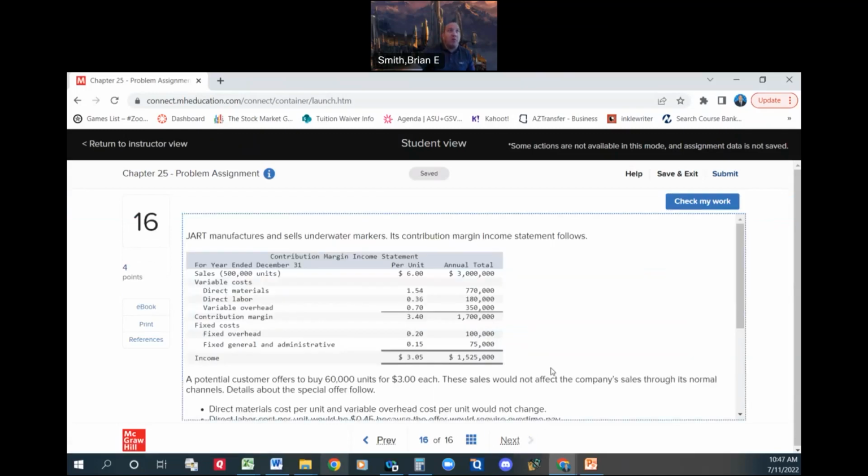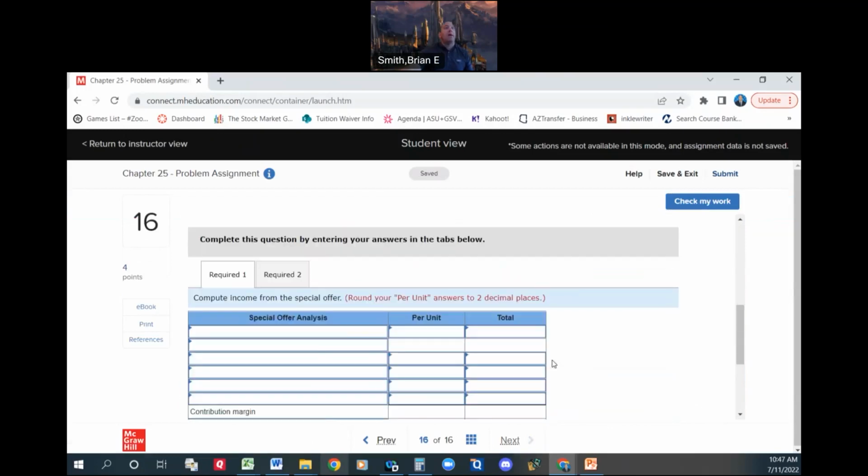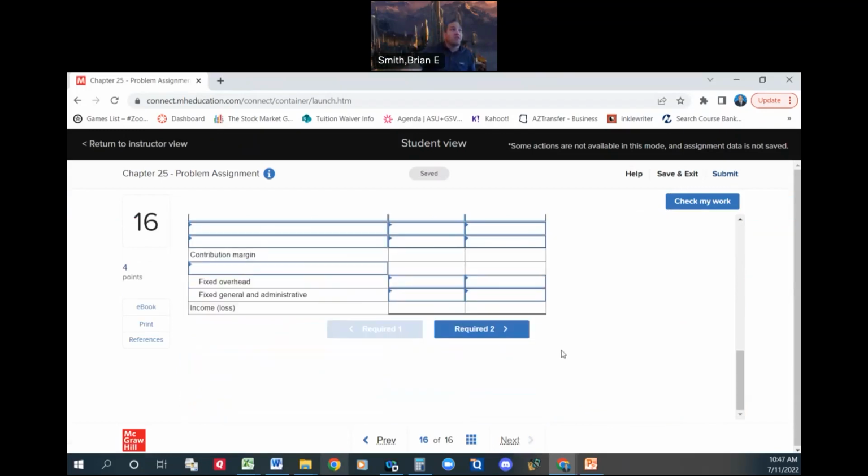And for our last problem, I don't have a segment one on this. What did I do? What was I smoking when I put this assignment together? I should have had a segment one.